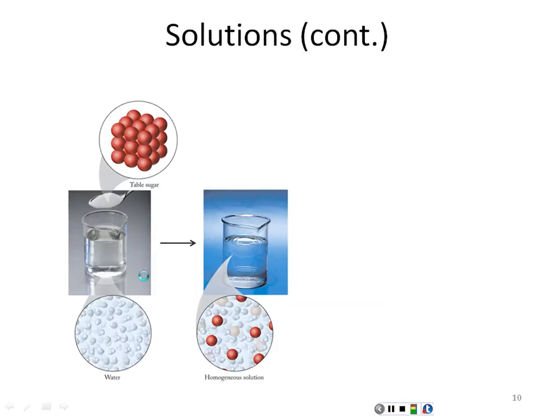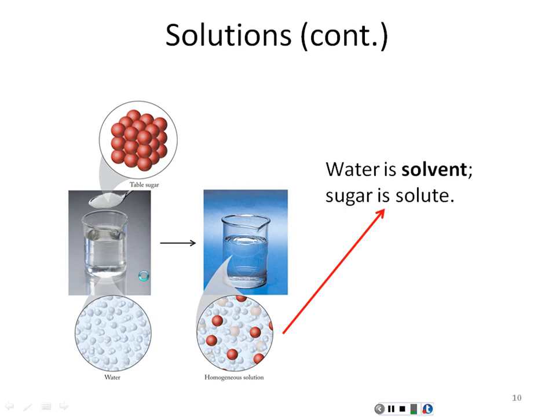If we look at a picture from your book that tries to explain a solution, we see that when you take sugar, which is a solid, and you add it to water, the sugar dissolves. And this gives a homogeneous solution. That is, you take a solid and a liquid, you mix them, and what you get out, the whole thing is liquid. It's all in one physical state. In this example, water is the solvent and sugar is the solute.